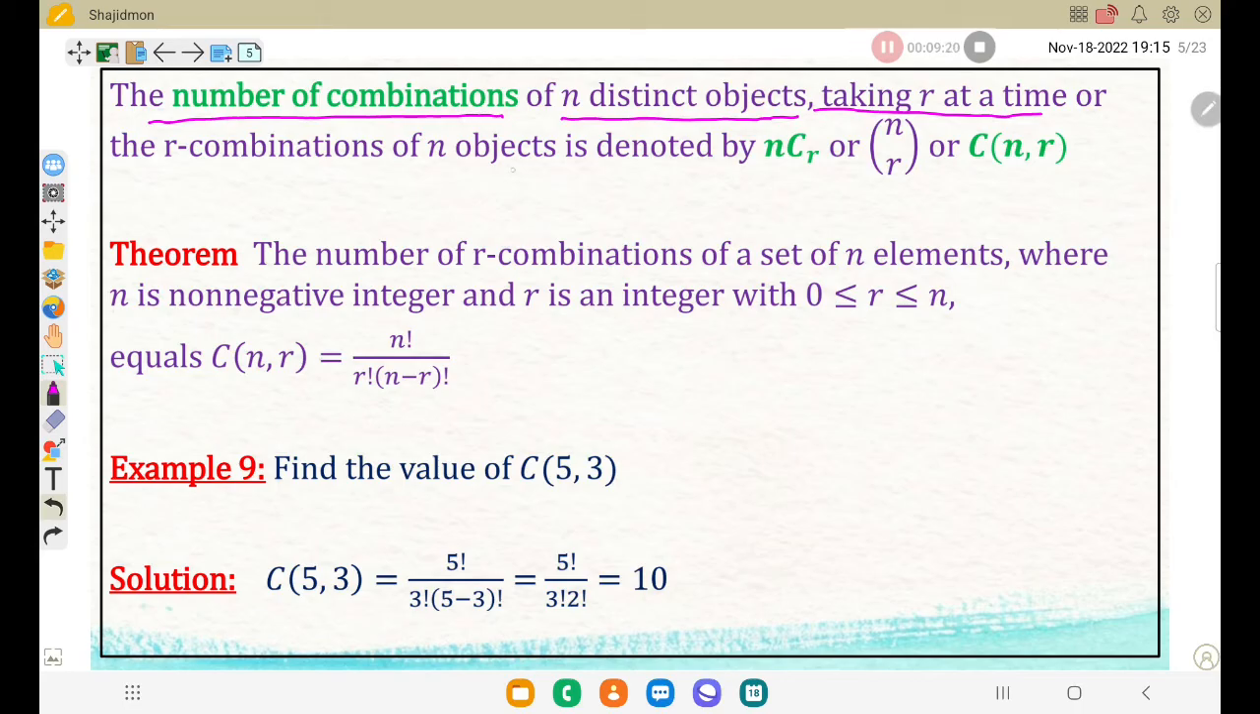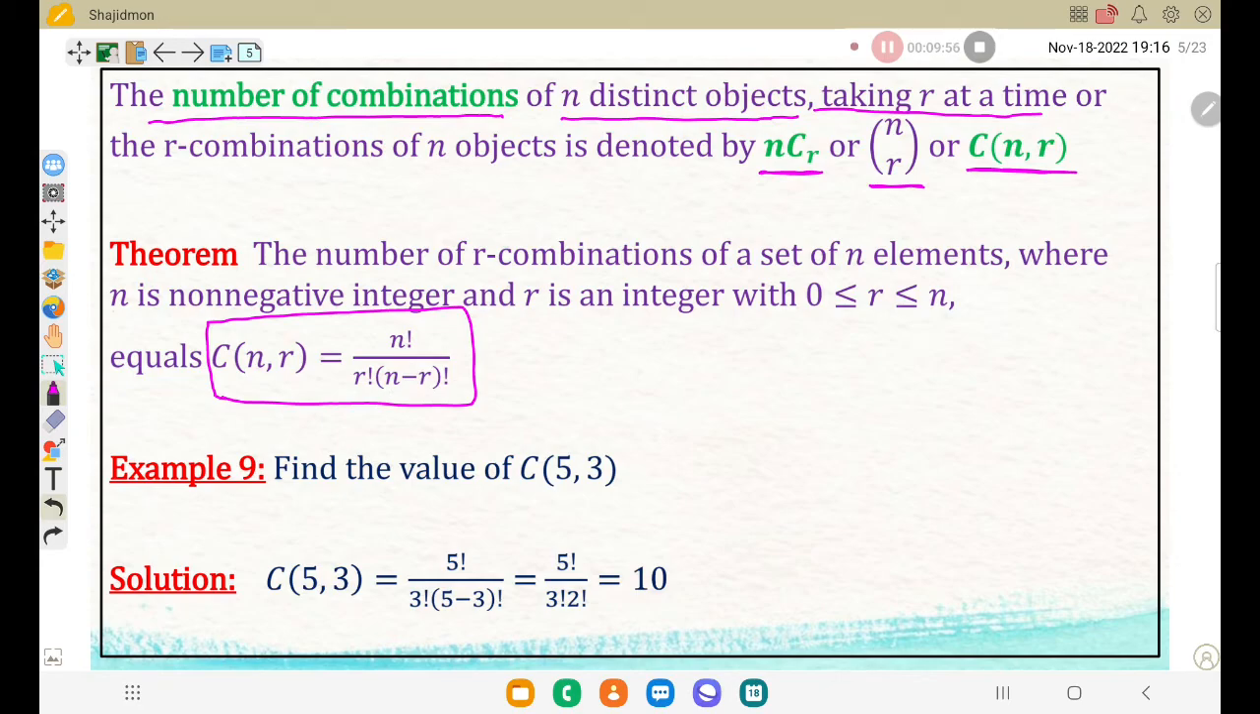The r-combination of n objects is denoted either by the notation nCr, which you can see on the calculator, or we can use the notation C(n, r), or we can write it like this also. This is the combination of n objects taking r at a time. Now how can we calculate this nCr? By using this rule: nCr, or C(n, r), is equal to n factorial divided by r factorial multiplied by (n minus r) factorial.